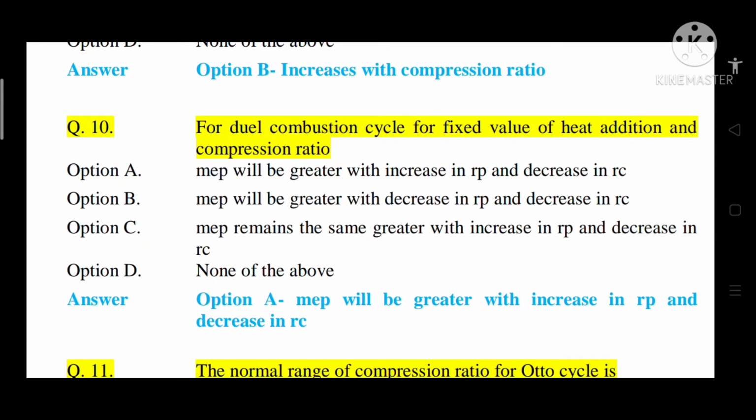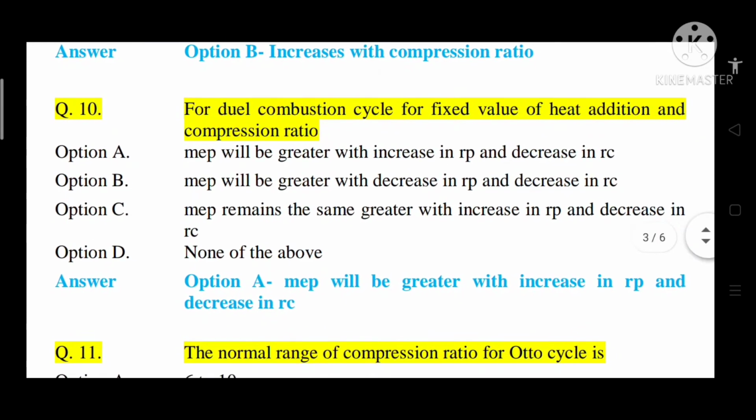For a dual combustion cycle for fixed value of heat addition and compression ratio, option A, mean effective pressure will be greater with increase in Rp and decreases in Rc. Option B, mean effective pressure will be greater with decreases in Rp and decreases in Rc. Option C, mean effective pressure remains the same.